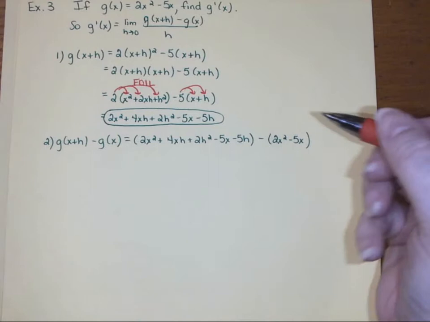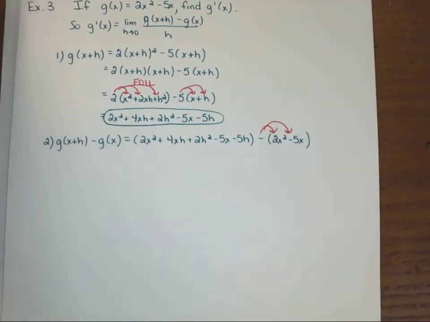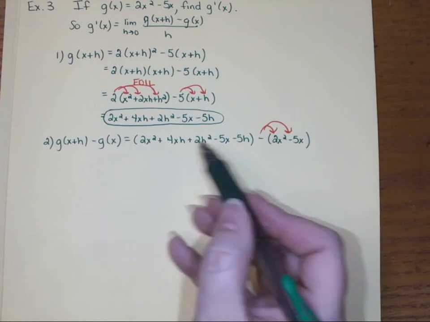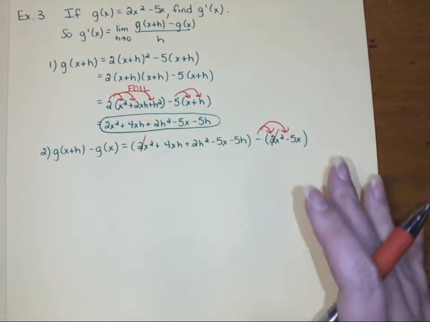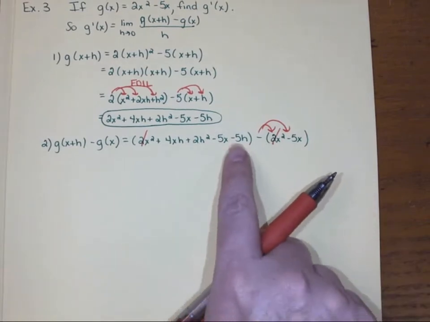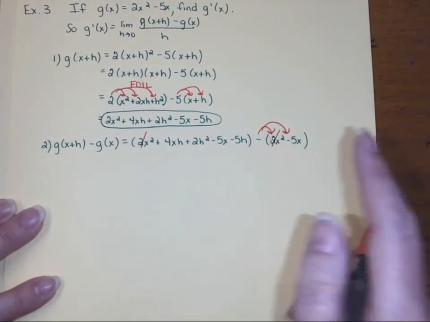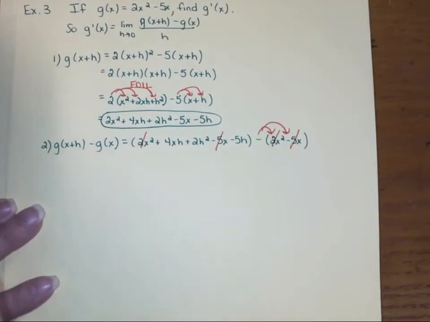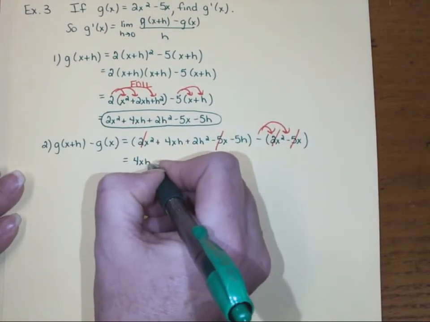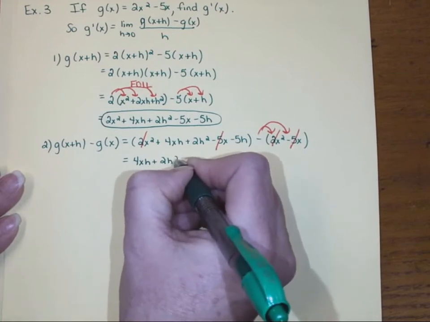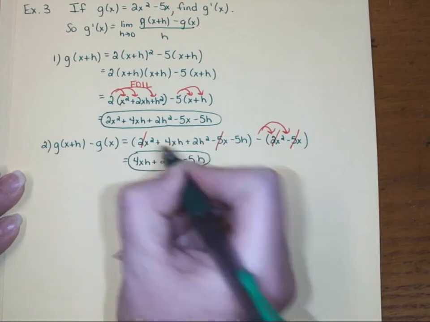Definitely don't forget that the signs change, but maybe we don't need to write that out again. In other words, if we can see that this is 2x squared minus 2x squared once we distribute, then we can go ahead and get rid of those. If we can see that this is going to be minus 5x plus a 5x by the time we distribute that negative, we can go ahead and get rid of those. And so what we're left with is 4xh plus 2h squared minus 5h. That's all that's left after step number 2.